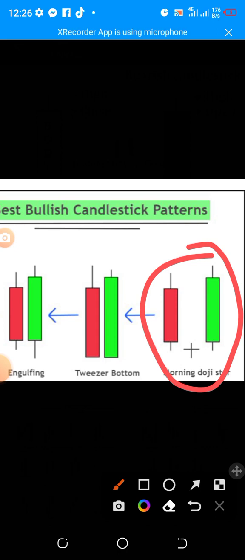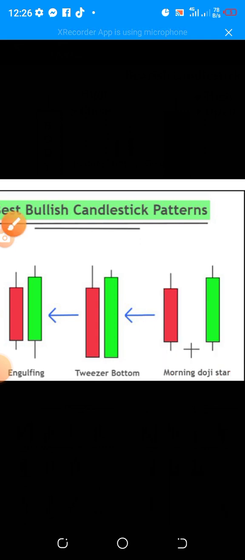The first is the red candle. Then the second is an indecision candle, like a plus, a cross. That cross means the market is in indecision. There is indecision in the market.